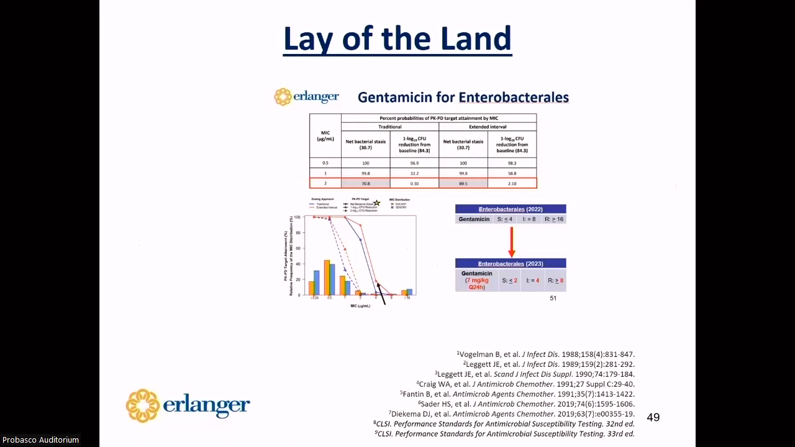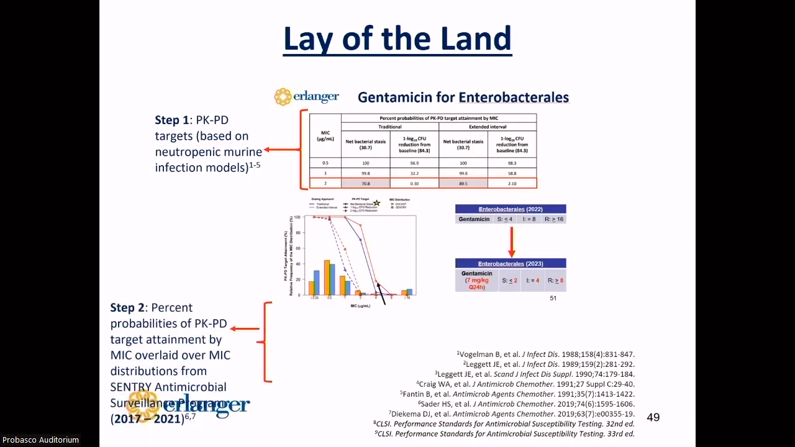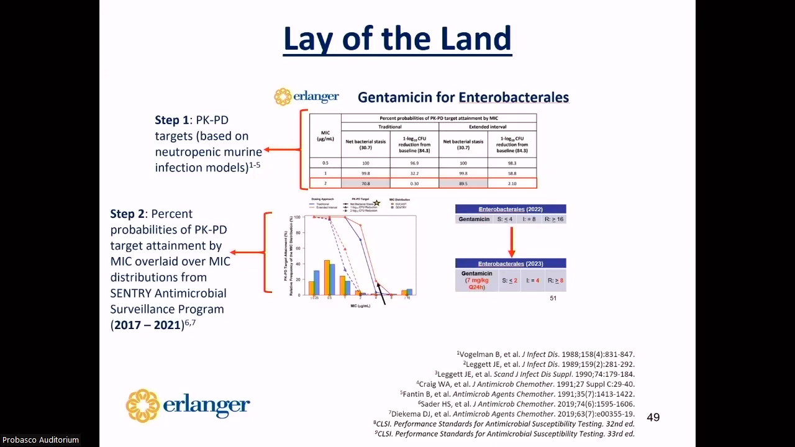So for the next few slides, it's going to be a lot of information, but I wanted to have this slide here as a table of contents to explain what I'm going to show you all. I've got all of my sources listed here on the bottom. First, we'll talk about PK/PD targets based on neutropenic murine infection models, and percent probabilities of PK/PD target attainment overlaid over MIC distributions. These will be similar graphs to what we saw with the fluoroquinolone section at the beginning, but the data is from 2017 to 2021. And then lastly, we'll talk about CLSI breakpoint updates.